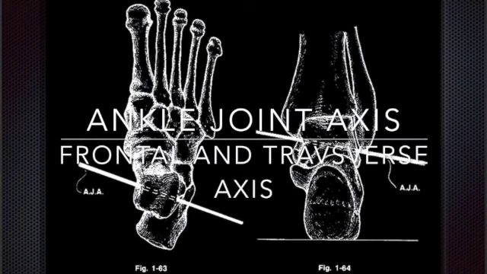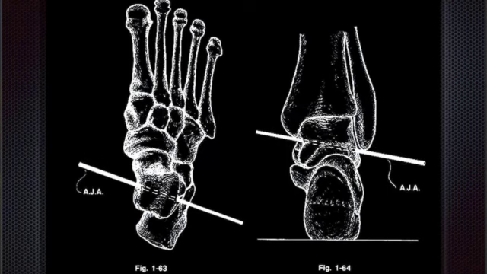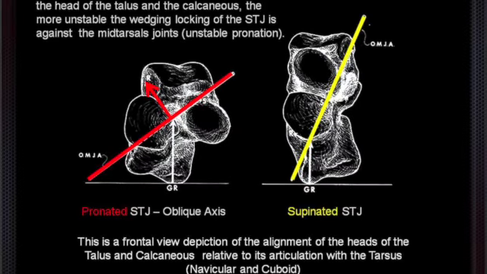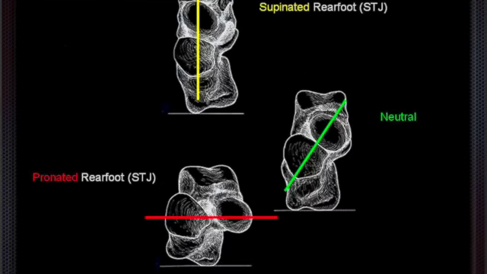This next area has to do with the ankle joint axis between the articulation of the talus, the fibula, and the tibia. This is a frontal plane view of the subtalar joint. Notice the difference in articulation between the head of the talus and the body of the navicular. It is more oblique in the pronated foot than it is in the supinated foot.